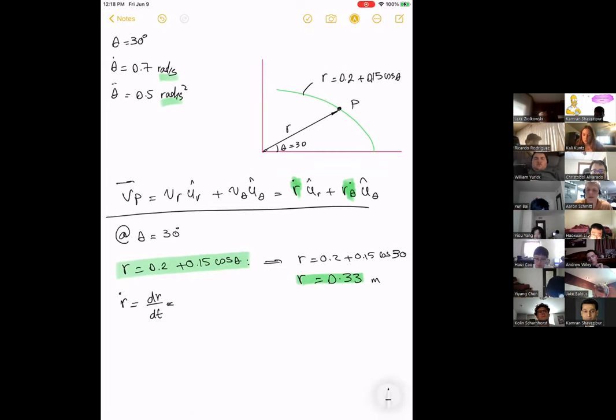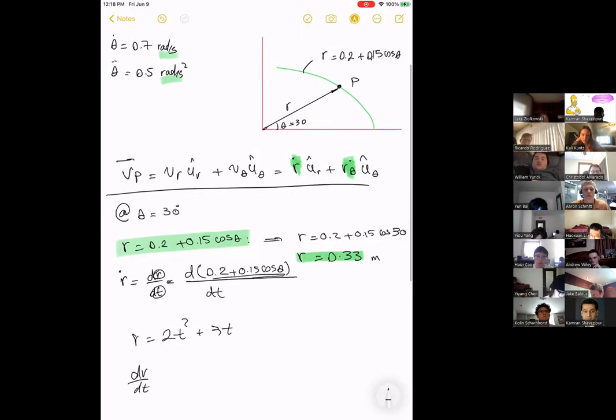Okay, but if you say d of 0.2 plus 0.15 cosine theta over dt, this is a function of r and t. This is a function of theta. How do you differentiate this with respect to t? If r was, for example, 2t squared plus 3t, it was easy. dr/dt is like 4t plus 3, right? But your r is a function of theta and not a function of time. And that's the question.